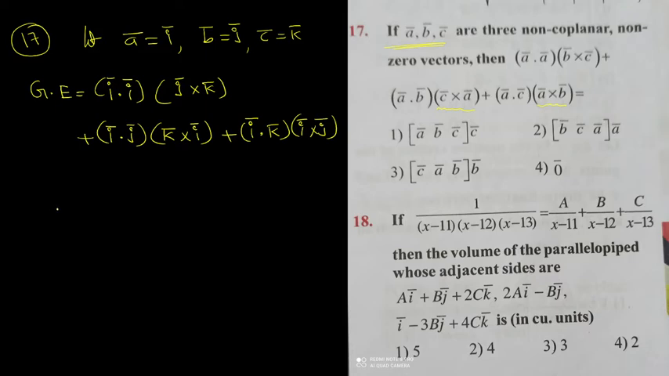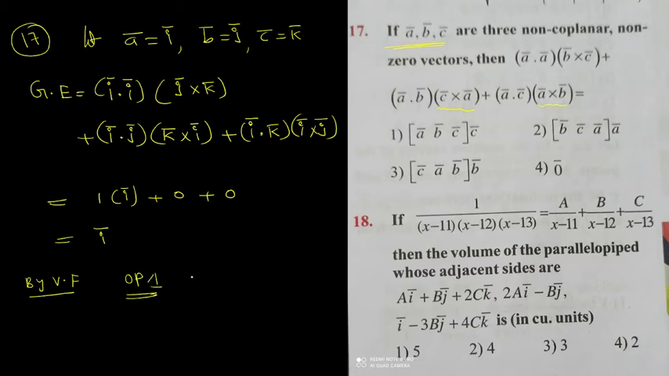Find out this value. i bar dot i bar is 1, and j bar cross k bar is i bar, so 1 into i bar. i bar dot j bar is 0, so 0 into something will be 0. i bar dot k bar is 0, so 0 into something is 0. The final value is i bar. Now by verifying these options, let us find out option 1.